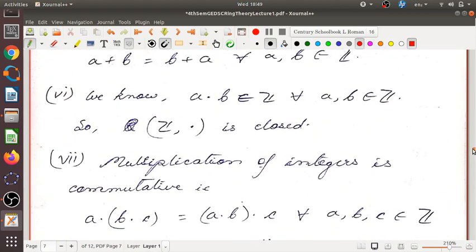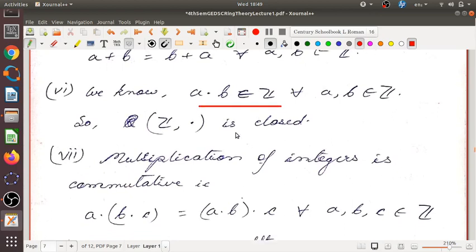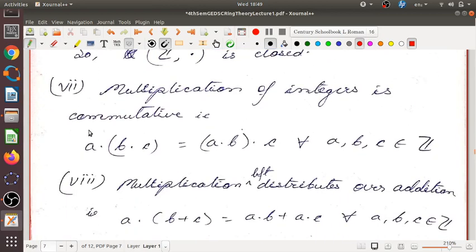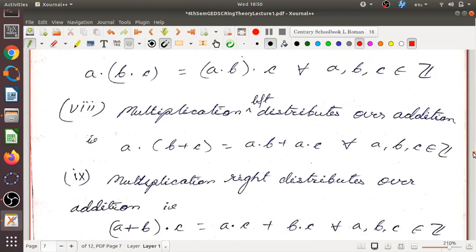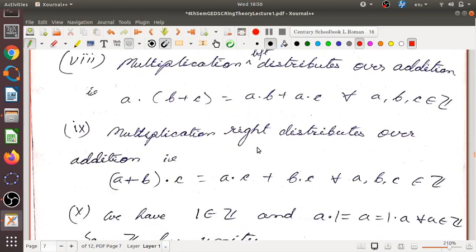Then we know that if we take the product of any two integers, it's an integer, right? So Z is closed with respect to multiplication. Then multiplication of integers will be associative. I'll write the commutative property later. For this particular point I want it to be associative. So multiplication of integers is associative, that is (a · b) · c is the same as a · (b · c). Then multiplication left distributes over addition. This is also a property. Multiplication right distributes over addition. This also is known.